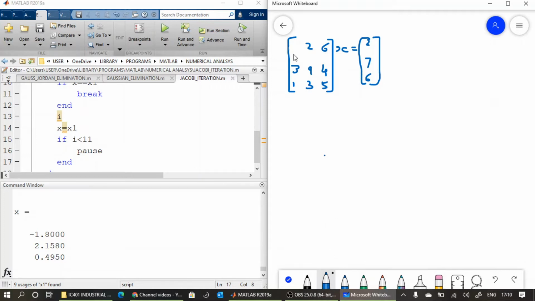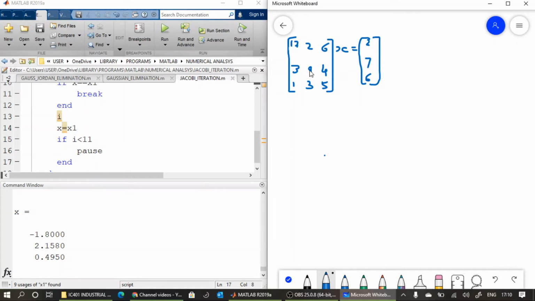Okay, so this is 17. If you are checking the row diagonal dominance, this is the diagonal element of the first row. What does diagonal dominance mean? The magnitude of the diagonal element must be greater than or equal to the sum of the magnitudes of the remaining elements. So 17 is greater than 2 plus 6. So this is diagonally dominant.